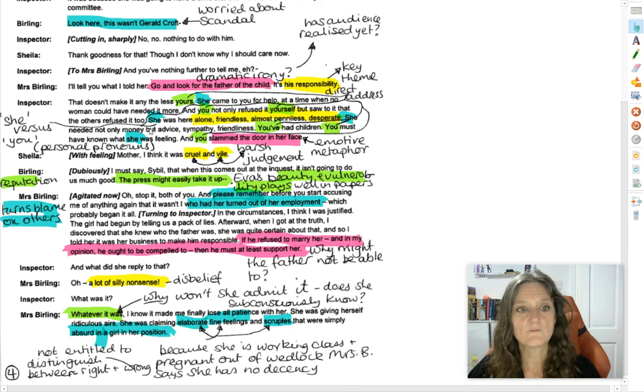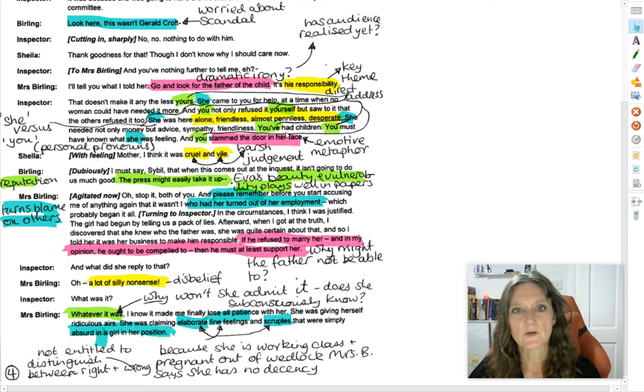She needed not only money, but advice, sympathy, friendliness. So these are the nice things that Mrs Birling could have done, given her some advice, felt sorry for her, shown a friendly face. Did Mrs Birling do that? No, Mrs Birling was gloating because she'd managed to catch her out in her lies and deceits, hasn't she? And then you've got a contrast. You've had children. You must have known what she was feeling. So here the inspector is really trying to look into Mrs Birling's soul.